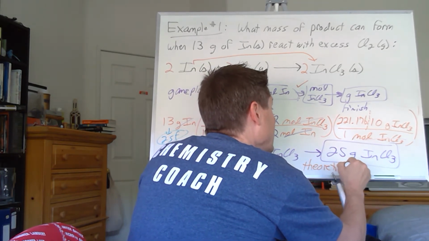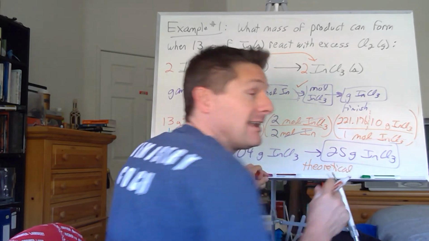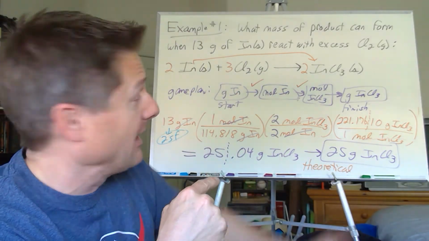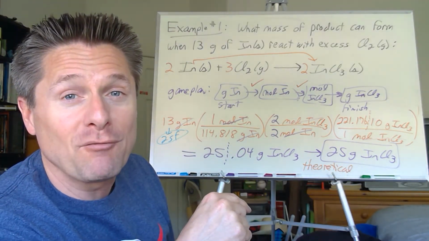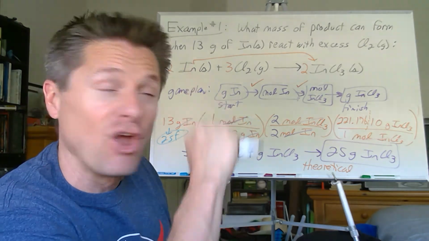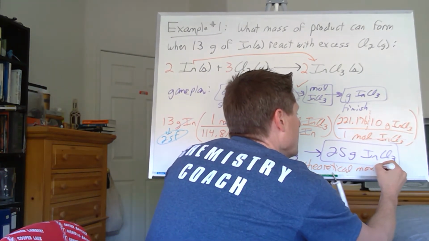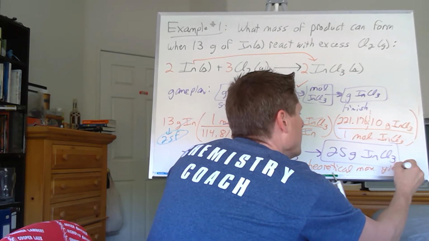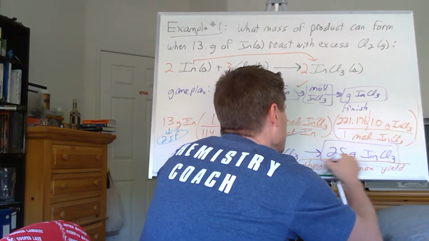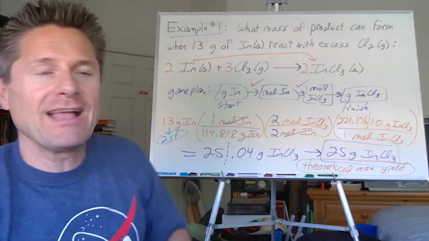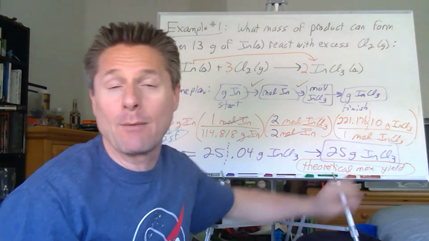Theoretical, because we didn't actually do this in a laboratory. I bet you if we did this in a lab, we wouldn't get 25.04 grams. I guarantee it. So that's the theoretical maximum yield. You don't ever have to write that. That's just what we call that in the chemistry world.